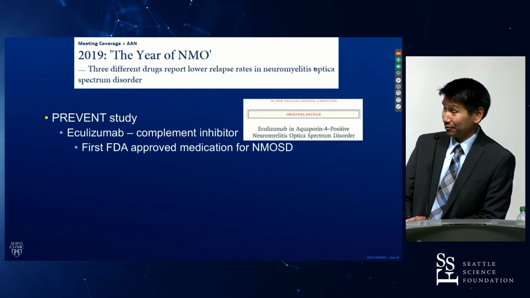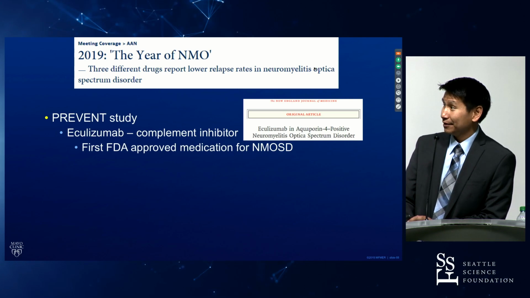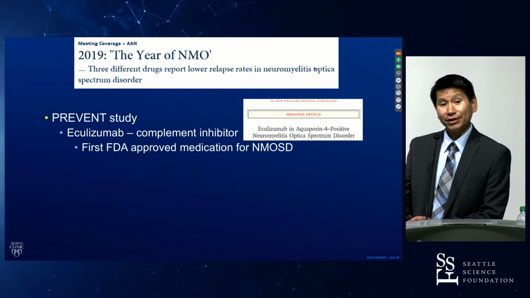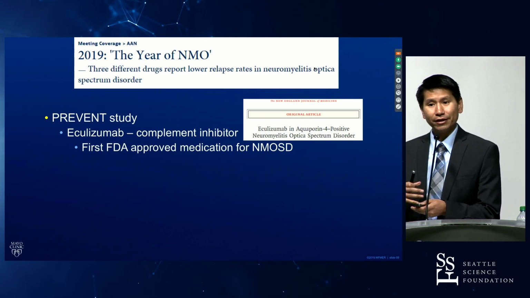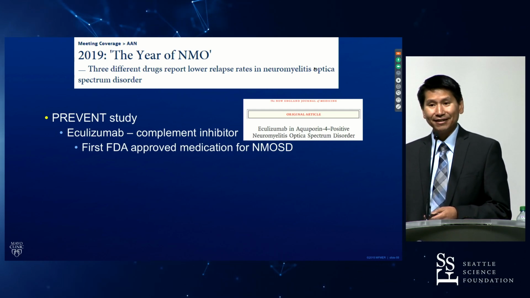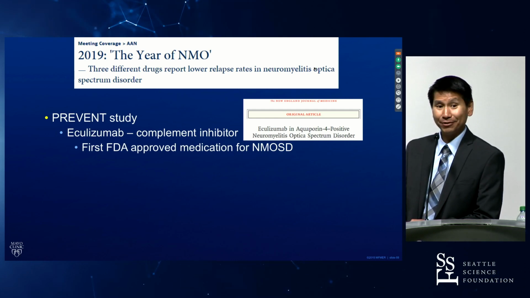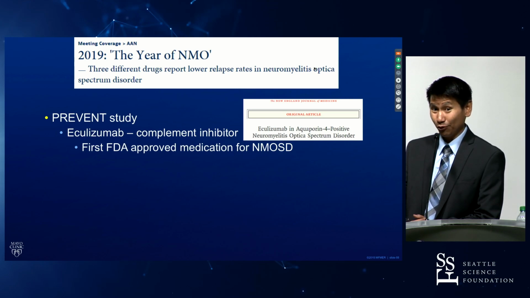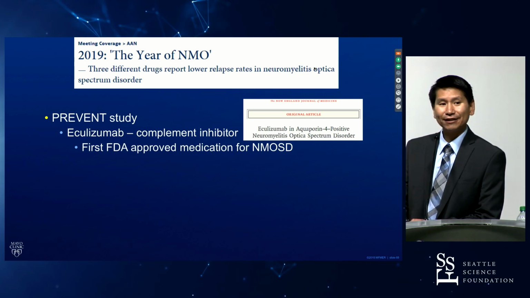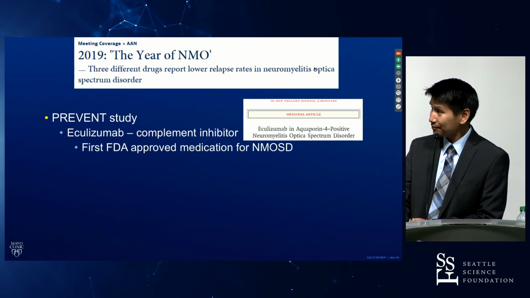So the first was the PREVENT study, and this was looking at eculizumab, a complement inhibitor. And this was an exciting medication because it actually took the pathway for how aquaporin 4 works. We know it binds to aquaporin 4, activates complement, and then secondary demyelination. So the eculizumab is a complement inhibitor, knowing that's how aquaporin 4 works. And it led to a 94% reduction in relapses compared to placebo and became the first FDA-approved medication for NMO.